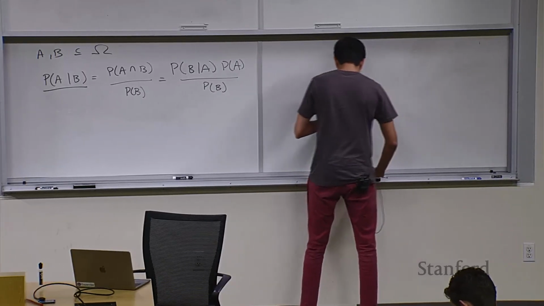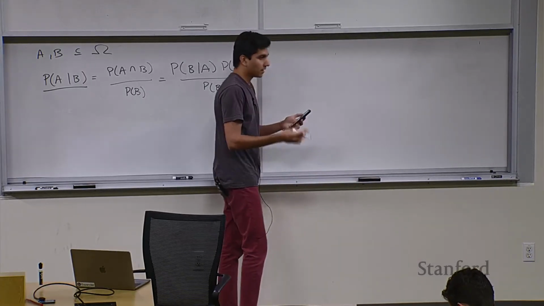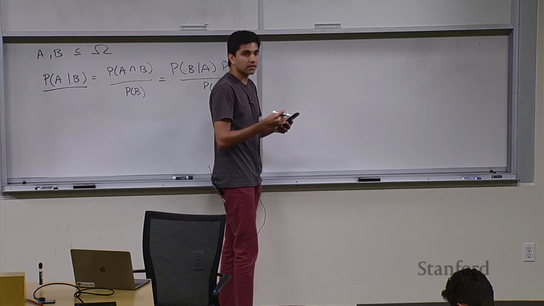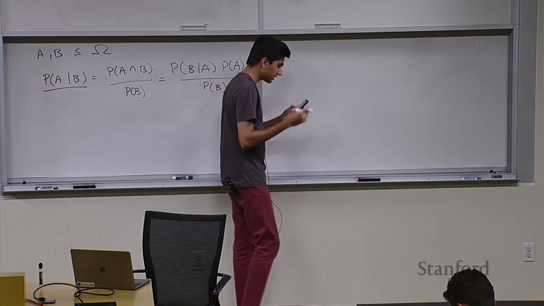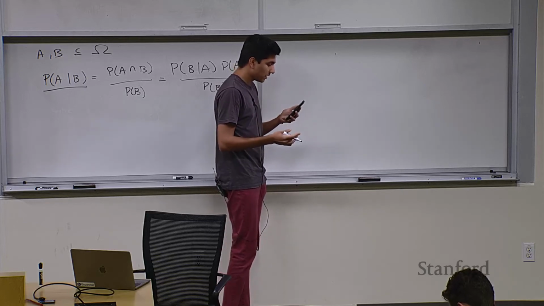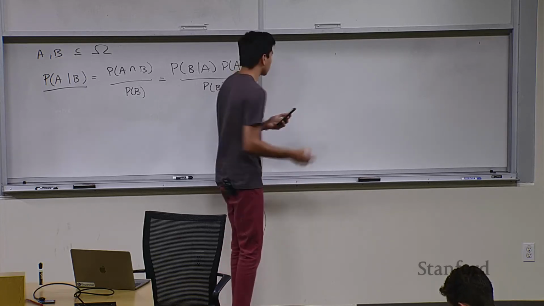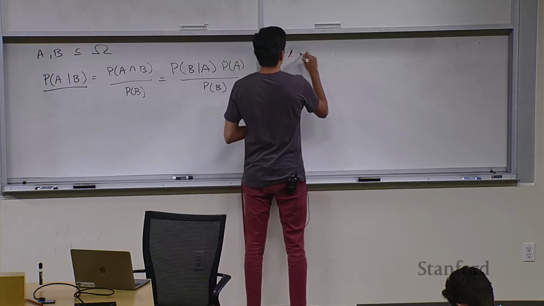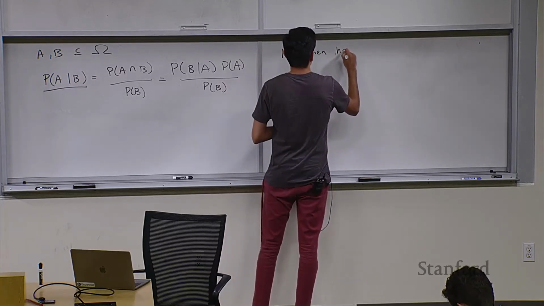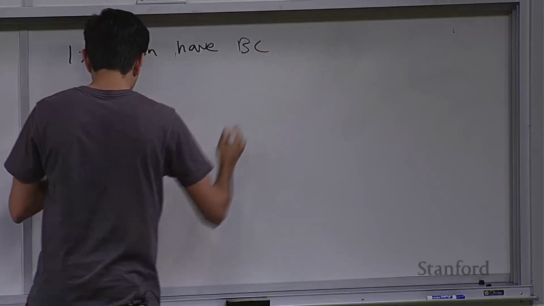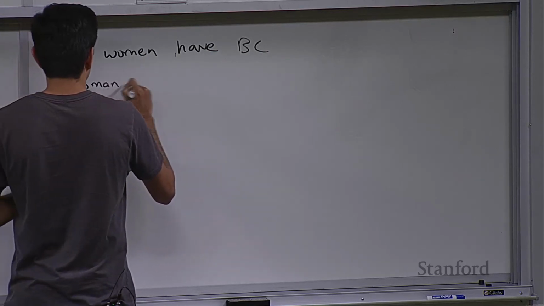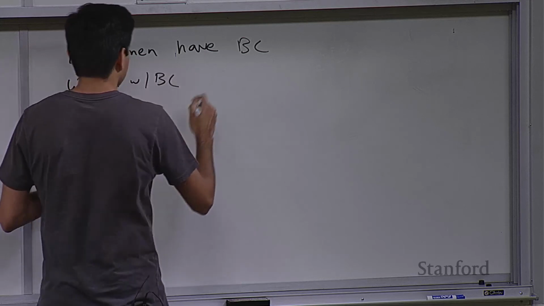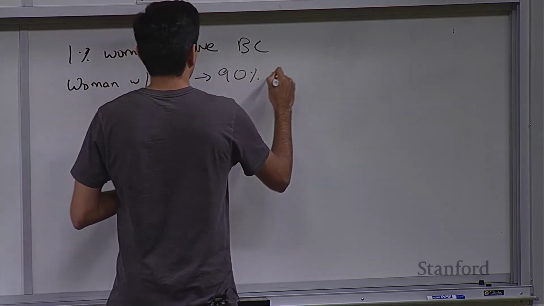Well, actually, let's just go through the example. So the example is that suppose that 1% of women who enter a clinic have breast cancer. So 1% of women have breast cancer. And a woman with breast cancer has a 90% chance of a positive result.